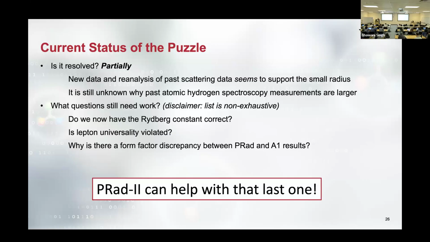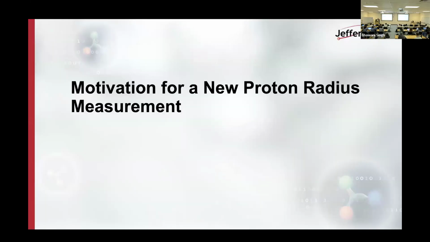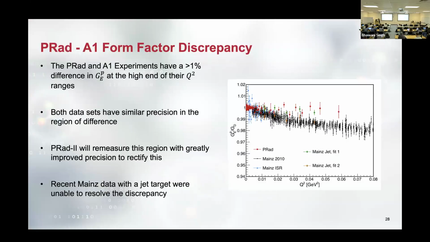And so that's why we're doing, well, part of why we're doing PRAD 2. Motivating this new measurement, we have this discrepancy. Here, the red points are the original PRAD results. These black points are the MINES A1 results. And you see this systematic shift.